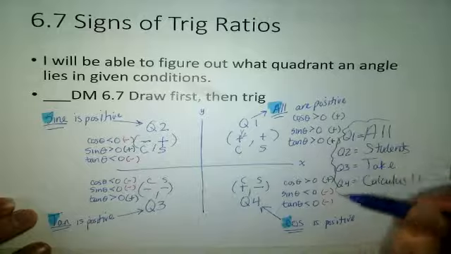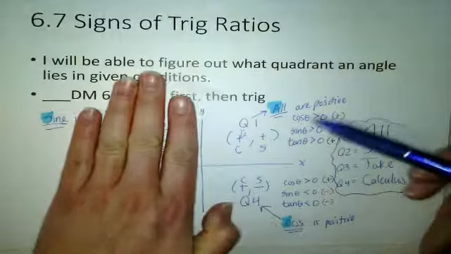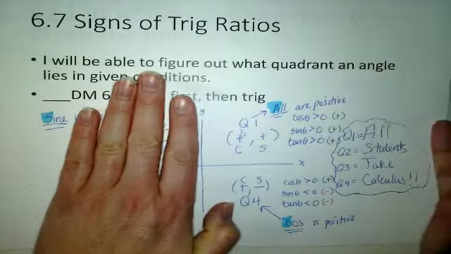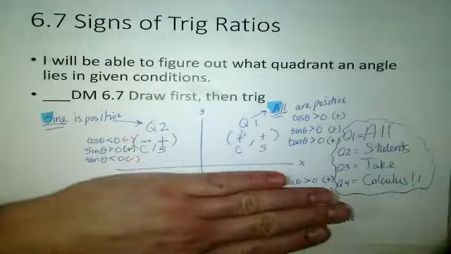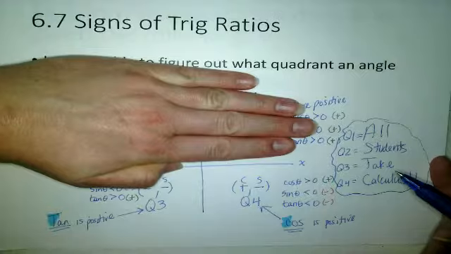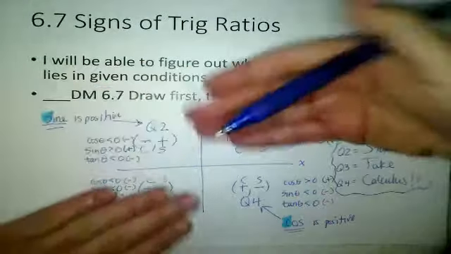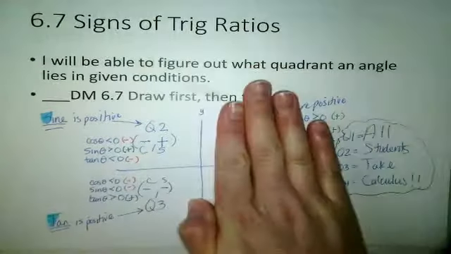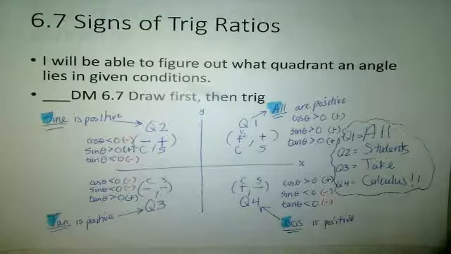I don't actually like it because I think in terms of half planes. So when I look at this, cosine is positive in quadrants 1 and 4. Sine is positive in quadrants 1 and 2. Sine is negative in quadrants 3 and 4. Tangent is positive going uphill. Tangent is negative going downhill. Cosine is negative in 2 and 3. So that's what I think about.